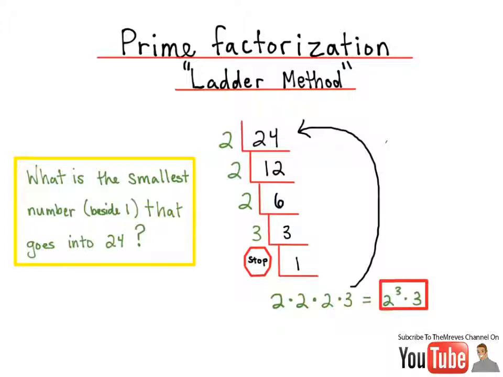Now, I want to put it in shortened form, so I'm going to go 2 to the 3rd power times 3. Just a quick reminder that that means that we have 3 2's and 1 3.